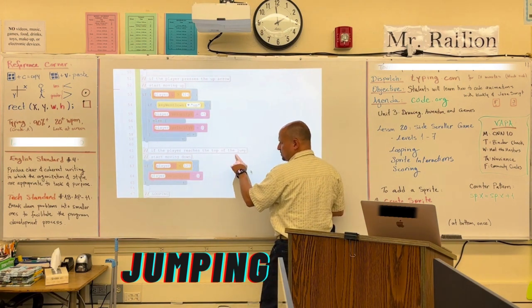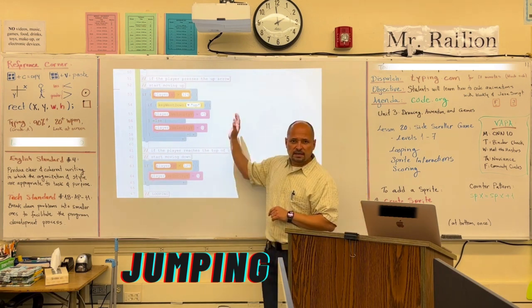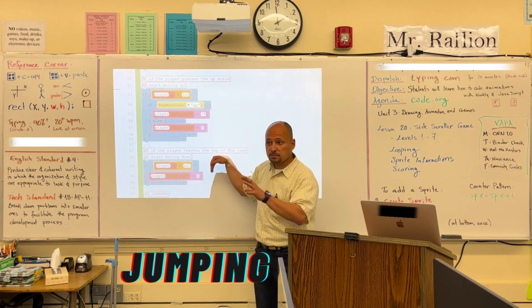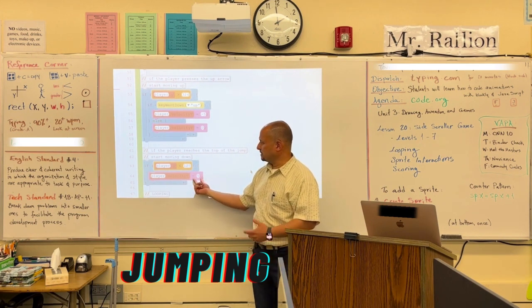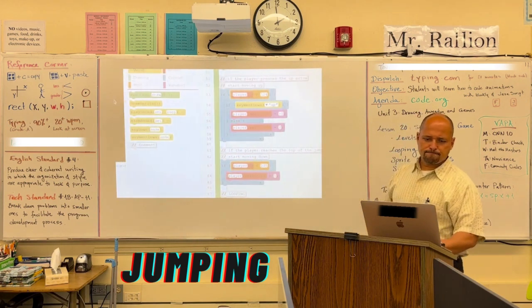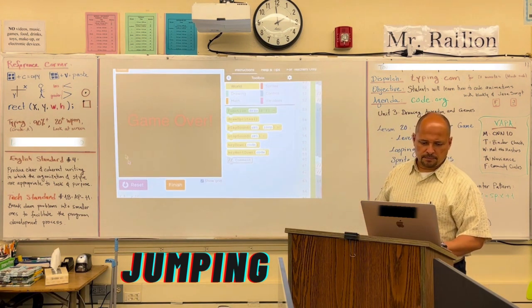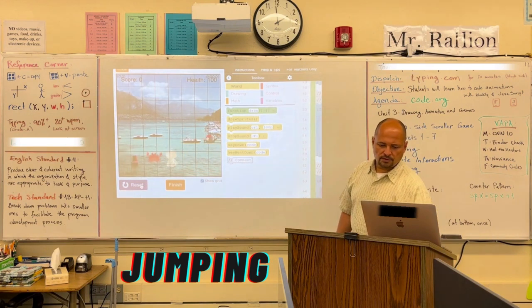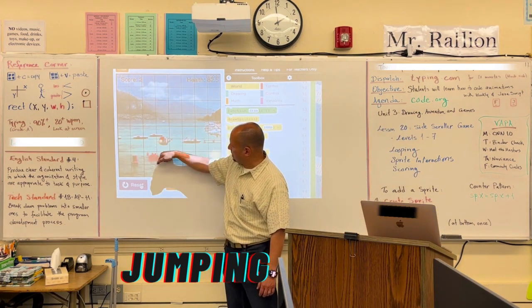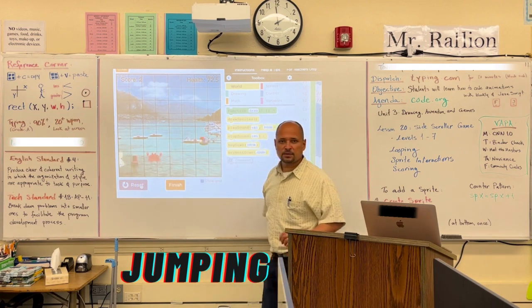Now, if the player reaches the top of the jump, then stop the motion and bring the sprite back down with a positive velocity of 5. And this is demonstrated here. So you have your player going up, it reaches the top and then you bring it back down, and that's where it stops.